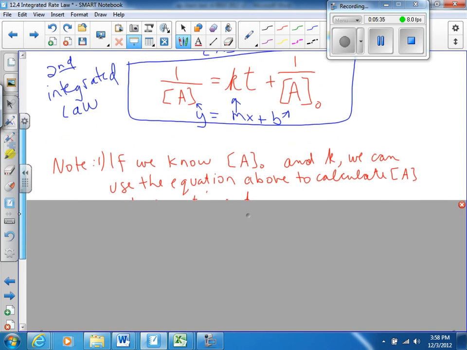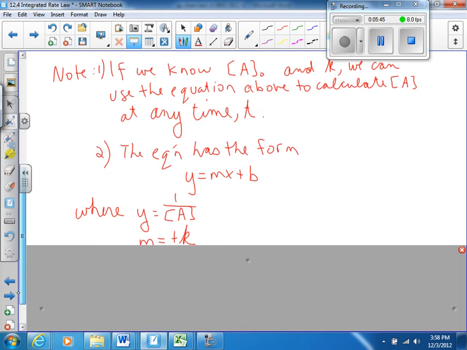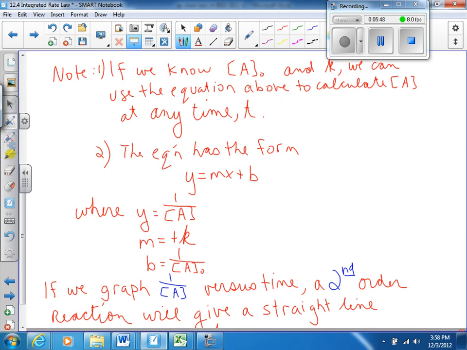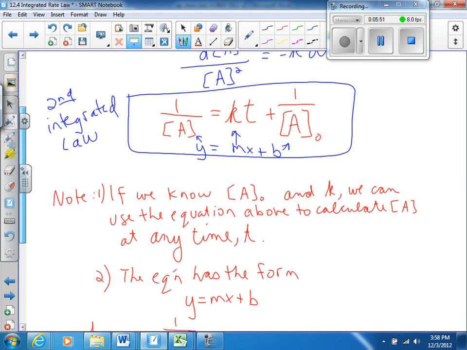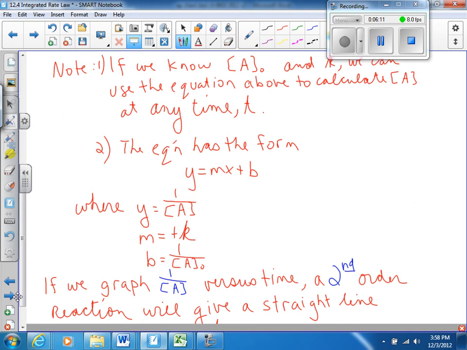So this looks exactly the same as the last one, except we have changed our y, what we're going to plot for y, and what b is. So, notes. If we know our initial concentration and our specific rate constant, we can solve for the concentration of A at any time using this equation, and vice versa. And the equation also has the form of a straight line where y is 1 over A, the slope is positive k, and the intercept is 1 over A naught.